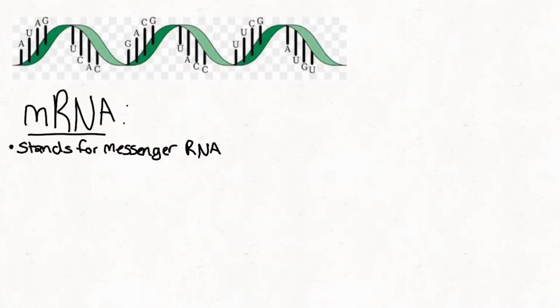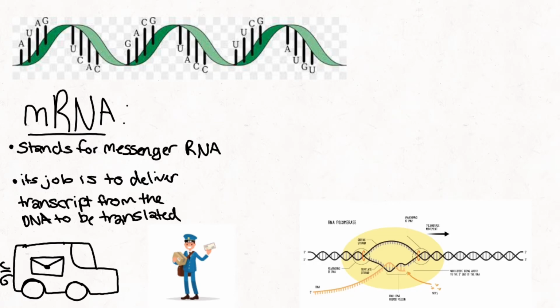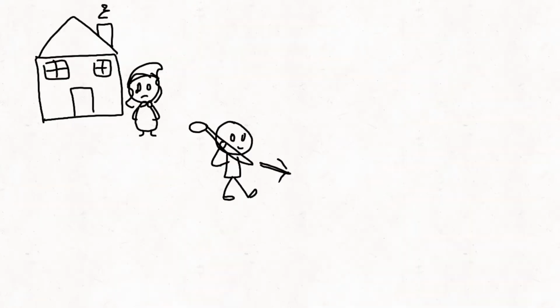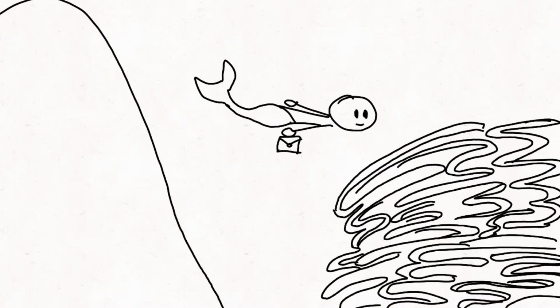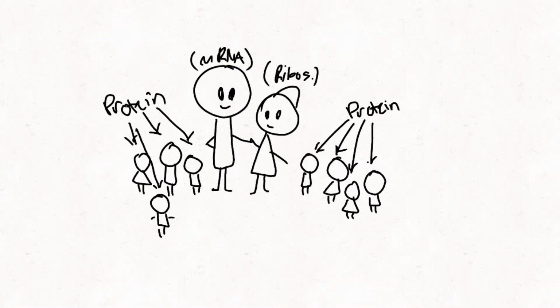mRNA is short for messenger RNA, and its job is to get the message to rRNA, ribosomes, and tRNA. It leaves the nucleus, travels to the cytoplasm, and attaches to a ribosome made of rRNA, which will build protein in the next step called translation.